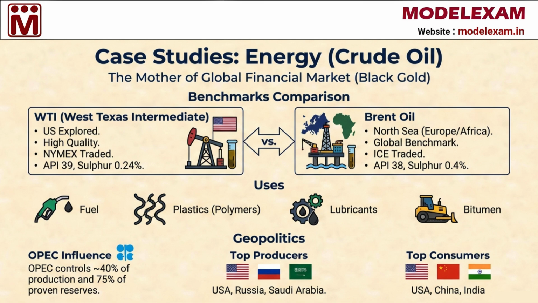Then there is Brent oil, which comes from the North Sea in Europe. It is the global benchmark with a sulfur content of 0.4% and trades on ICE. Oil is used for fuel, plastics, lubricants, and bitumen. The group known as OPEC influences this market significantly as they control about 40% of production and 75% of reserves.